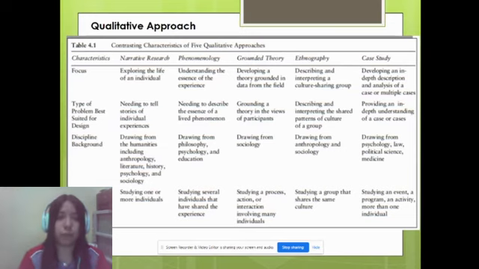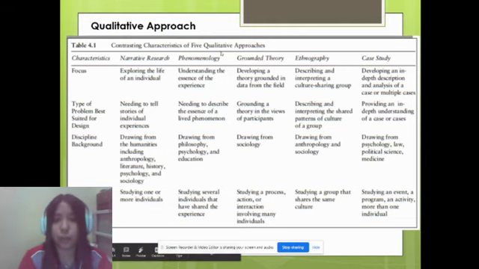While for qualitative approach, I just prepared here a table that shows the comparison of the different qualitative approaches. So in terms of focus, for example, in narrative research, it is exploring the life of an individual. If you consider a very limited number of participants and narrate the story, then you are just exploring the life of an individual. The type of problem best suited for this design is needing to tell stories of individual experiences. The discipline background draws from the humanities, including anthropology, literature, history, psychology, and sociology. And for the unit of analysis, studying one or more individuals.